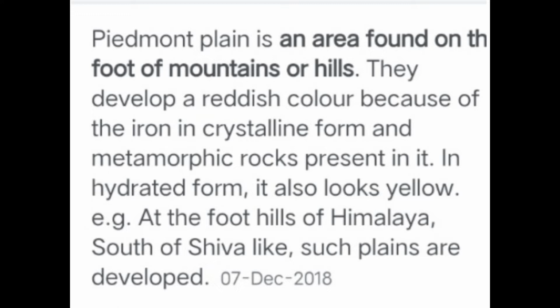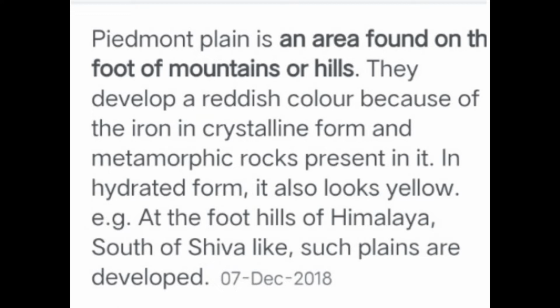Such deposition of alluvium has resulted in the formation of Piedmont plains, and these Piedmont plains in India can be seen in different regions. They are known by different names like Dwar, Chos, etc. in India, and these are very fertile. They are available at the foot of the mountainous region.